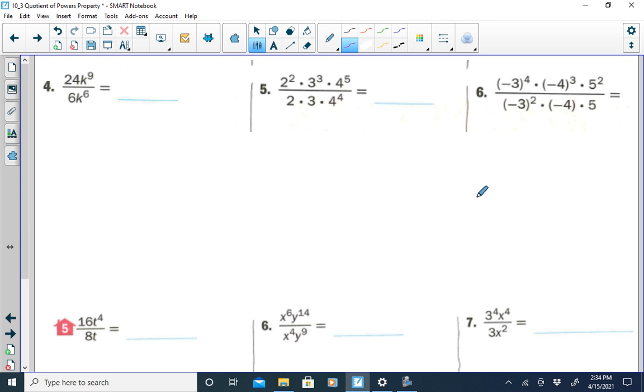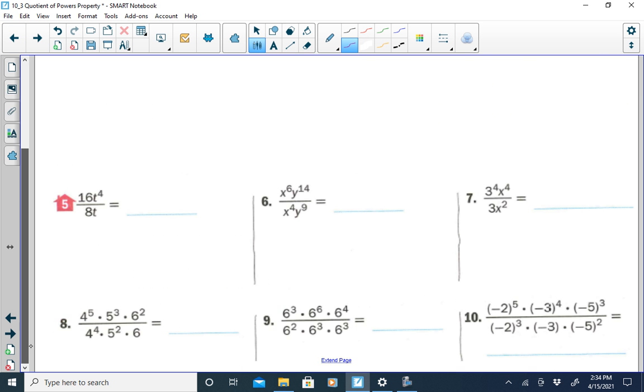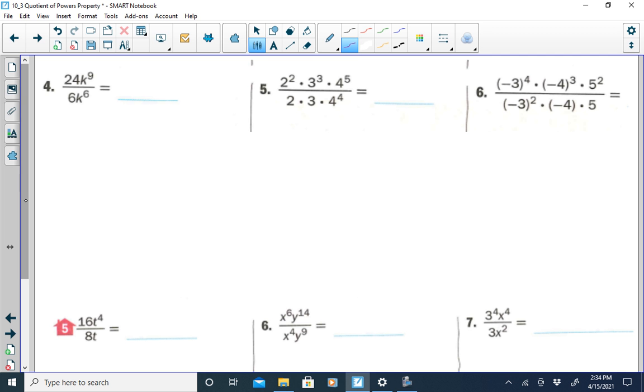And you have a bunch of problems on this page here. You guys can kind of try those on your own, but let's play around and pick some of the better ones to do. Let's do problem 4. 24 divided by 6, we know that's going to be 4. And then k to the 9th divided by k to the 6th, it's going to be k to the 3rd power. So we get 4 times k to the 3rd power.